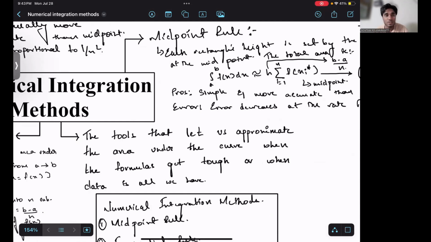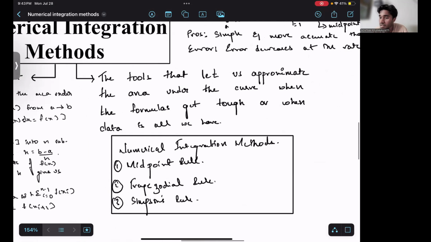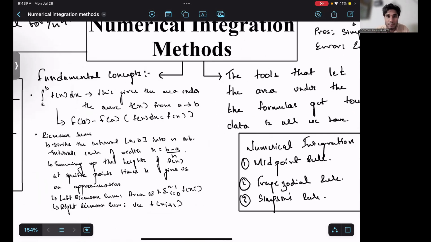So basically, we are going to look into three types of numerical integration methods today. The first one is the midpoint rule, the second one is the trapezoidal rule, and the third one is Simpson's rule. First, let's brush up a few fundamental concepts.